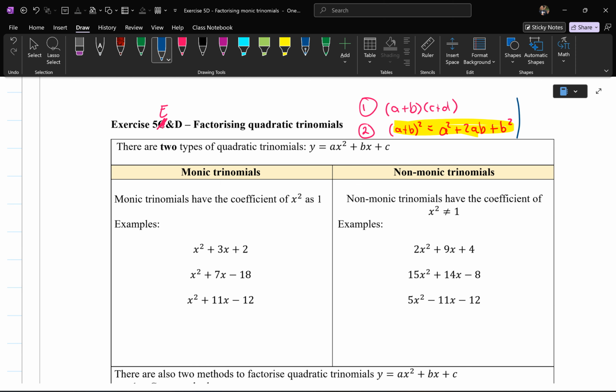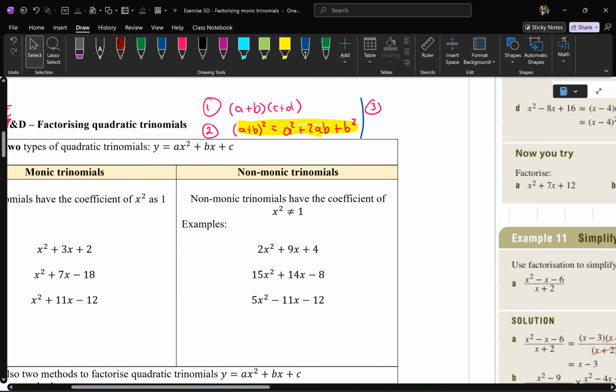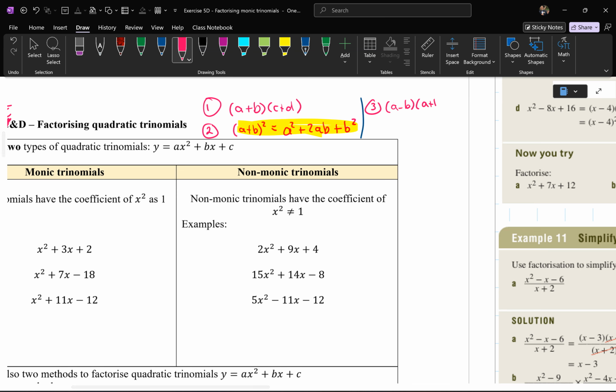The third skill is a very common one that they chuck in at the senior levels. It's called difference of perfect squares. So if you have a minus b multiplied to a plus b, that can be simplified to what? Hands up. Molly. A squared minus b squared. That is correct. Difference of perfect squares.